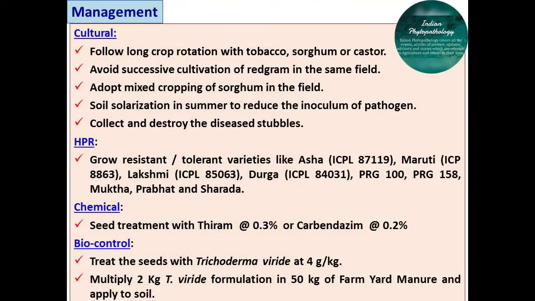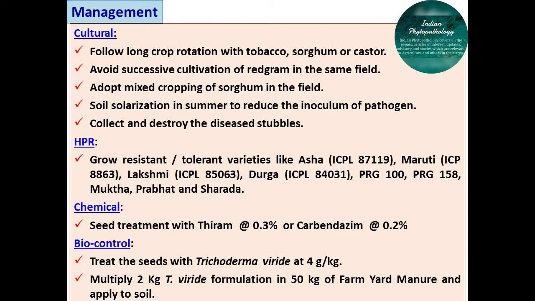For management of this tur wilt, we have to apply all the methods, that is cultural method, chemical method and biological method. In the cultural method, we have to follow a long crop rotation with tobacco, sorghum and castor. These are some non-host crops which can be grown to break the life cycle of this pathogen. Similarly, avoid successive cultivation of red gram in the same field.